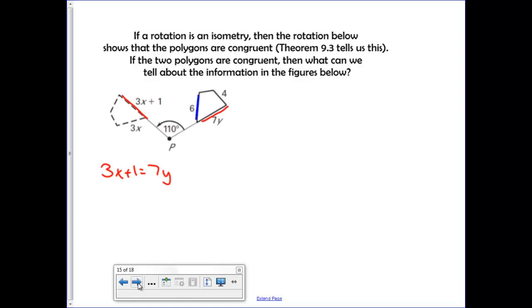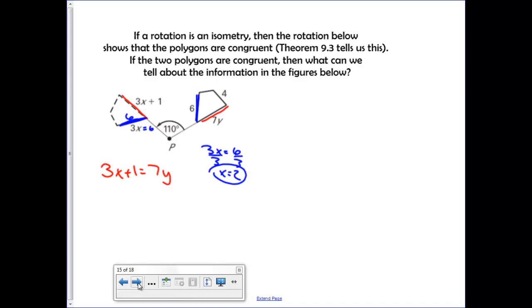This 6 and this 3x also correspond. So if this is 6 units, this should be 6 units too. So we can say 3x is equal to 6. And what is x? X is 2. So if I plug a 2 in here, 3 times 2 gives me 6, so that this is 6, and this side is also 6. They match up, they correspond, they're the same lengths. They're congruent.